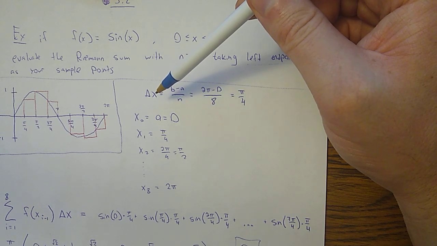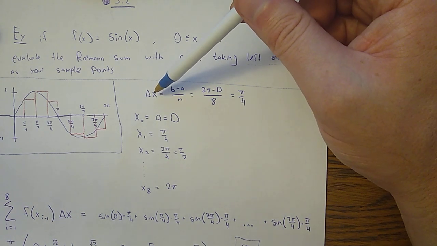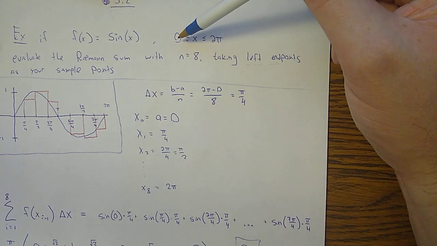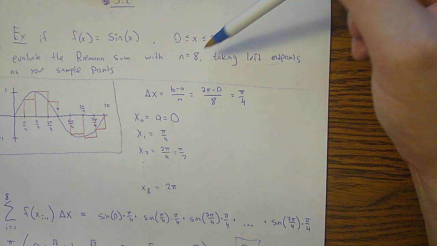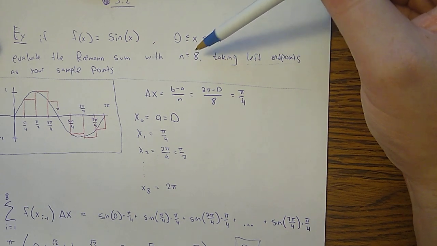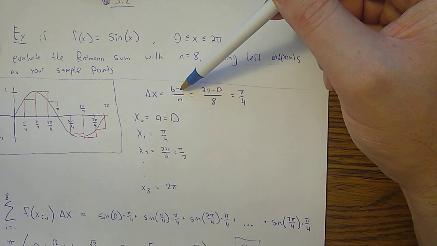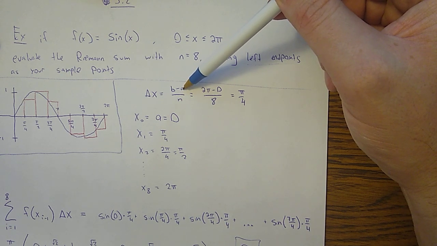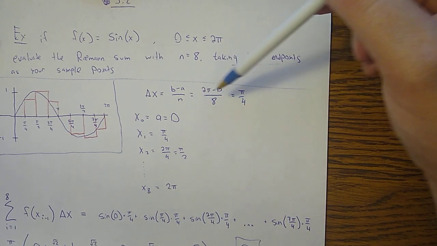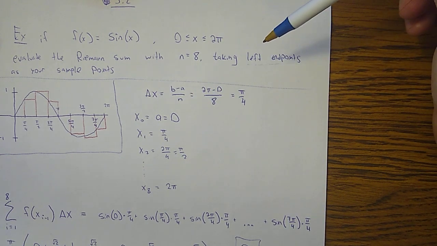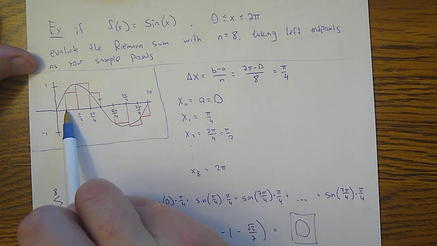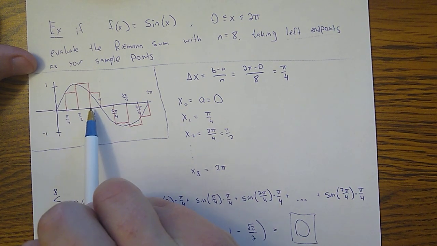I found delta x. Delta x is the width of each rectangle. The formula for delta x is always the same. If your interval is from a to b, and you're using n subintervals, then you just take the length of the whole interval, which is b minus a, and you divide it by how many pieces you want to break it into. So for us, that's pi over 4. And of course, that's how I knew where to draw these things where I drew them.